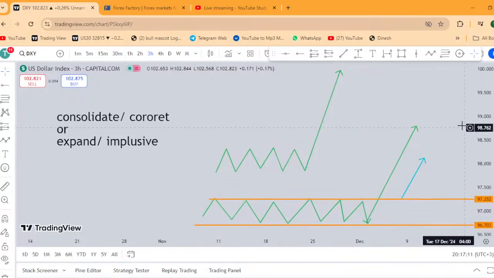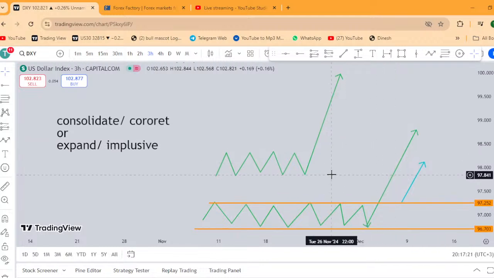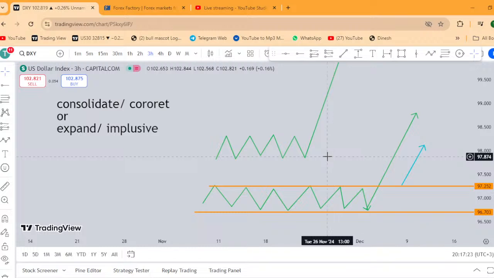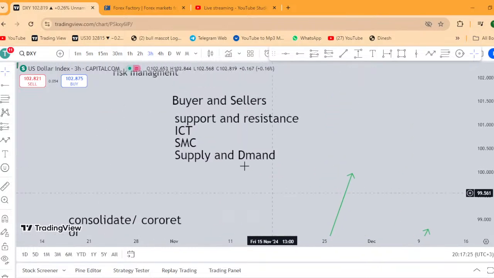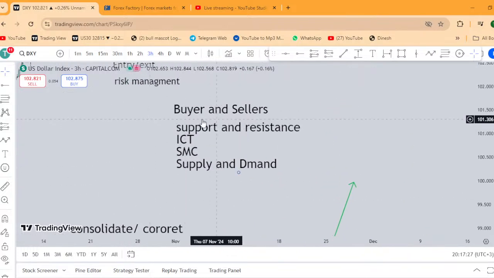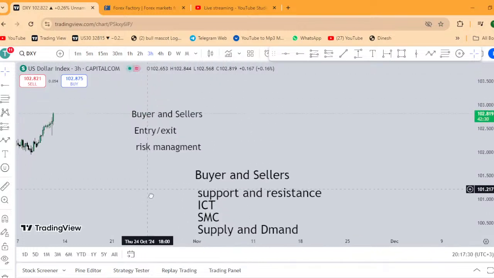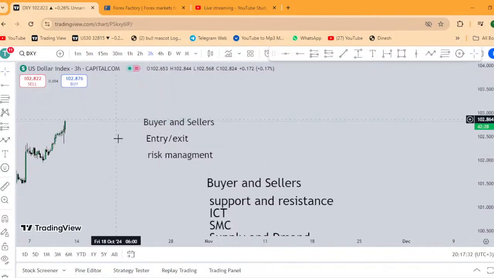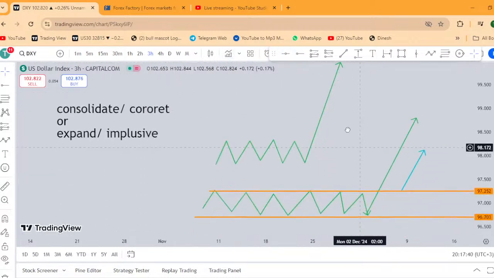So since I know that this is a bullish trend, what is my next step? After knowing it is a bullish trend, my next step will be looking for entries. It brings us back to knowing buyers and sellers. These are the three components we are following. Knowing where buyers and sellers are. After knowing where buyers and sellers are, now we look for the entries.